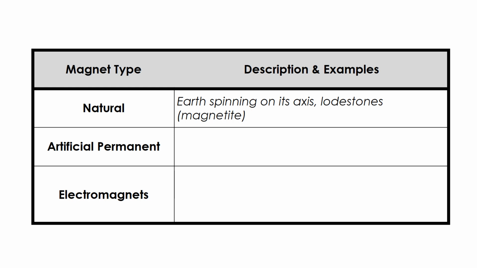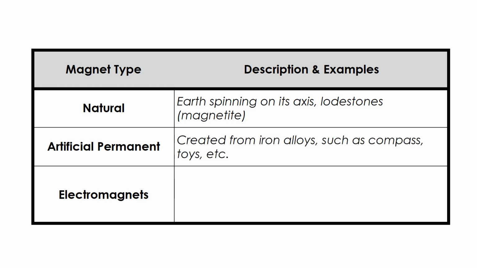One type of artificial magnet is what we call artificial permanent magnets. These artificial permanent magnets are created from iron alloys, and we see them used in compasses, toys, refrigerator magnets. The strongest artificial permanent magnet is neodymium. That's the strongest artificial permanent magnet material. It's called artificial permanent because it's a man-made magnet, but it's permanent. The magnetic field is fixed. It can't be turned on and off.